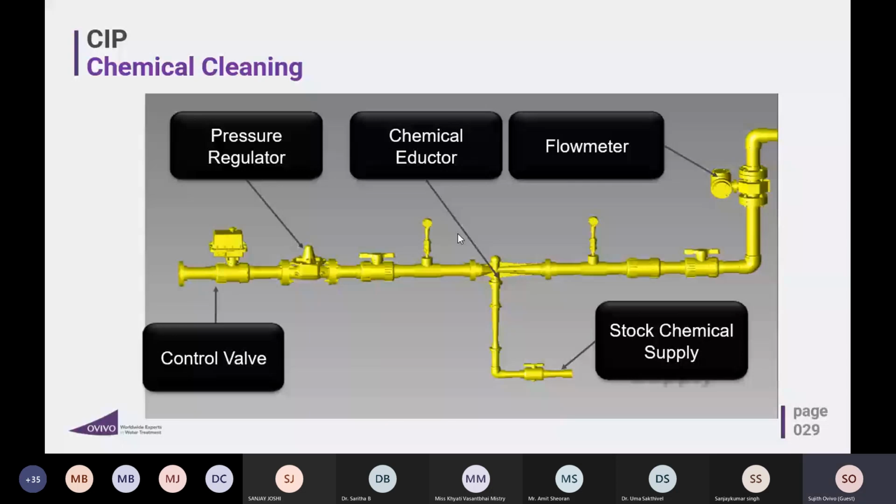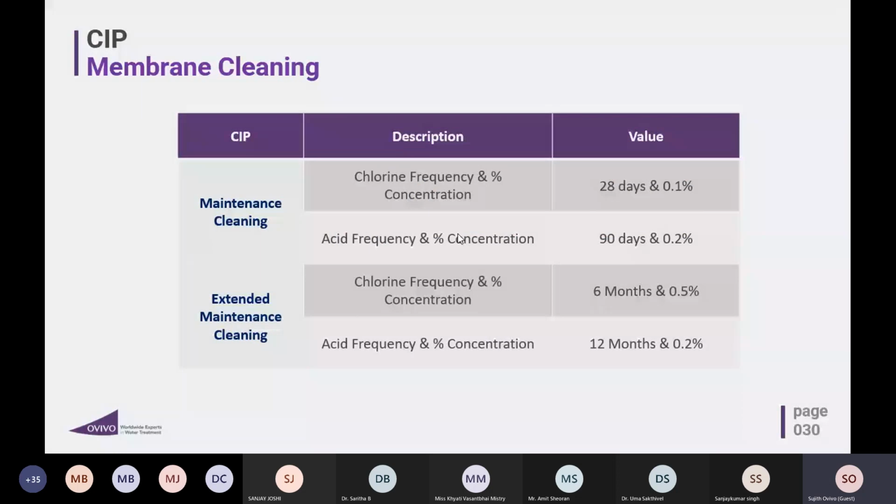And the membrane cleaning frequency, usually we call it CIP, cleaning in place, right? During the maintenance cleaning, we advise every 28 days, with 0.1% of bleach and 0.2% of acid. And we do have one more type of cleaning. It is called EMC, extended maintenance cleaning, where you do it once in 6 months with a more aggressive kind of cleaning.